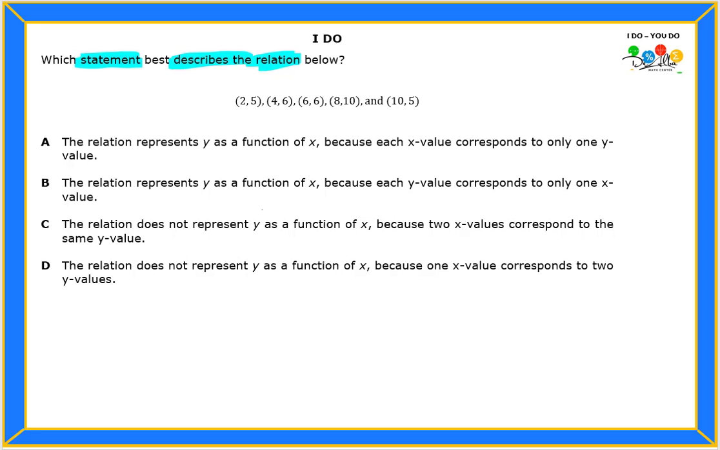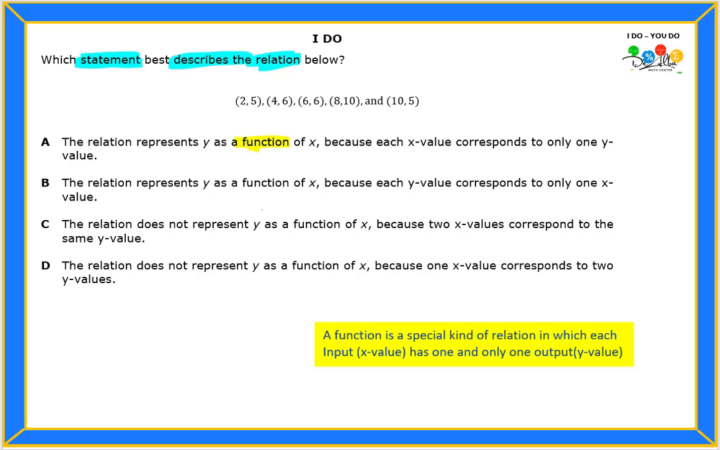Okay, if you look at the answer choices, I do see something about the relation represents y as a function. So when I see the word function, I am going to have to think about some kind of definition for that. So if we are not sure about the definitions, I got something here for us to use. And it says, a function is a special kind of relation in which each input, x value, has one and only one output, y value. Okay, so let's look at the relation that is given to us.